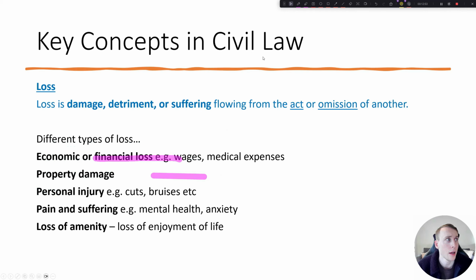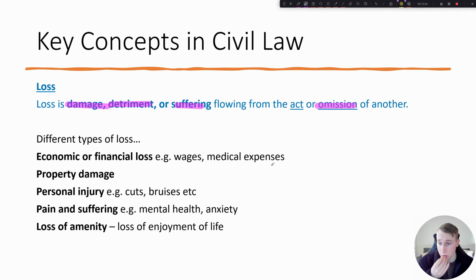And the last concept we have to know is what's known as a loss. This one is probably one of the more straightforward ones, but a good way to think about loss is damage, detriment, or suffering flowing from the act or omission of another. What that means is that loss is some sort of damage that has occurred as a result of someone doing a particular action, for example, some sort of workplace injury, or not doing something, like failing to supervise someone and them getting hurt as a result. That's known as an omission. And just remember that in civil law, when a civil law case does go to court, they're probably going to be claiming a variety of different losses.